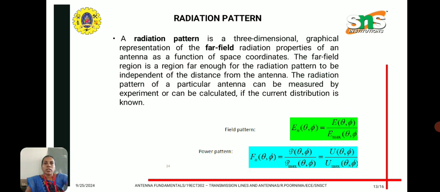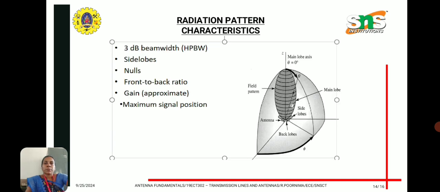Radiation pattern is a three-dimensional graphical representation of the far-field radiation properties of an antenna as a function of space coordinates. The far-field region is where the radiation pattern is independent of distance from the antenna. It is measured using two planes, the E plane and the H plane. Either field pattern or power pattern can be used. These are the radiation pattern characteristics.